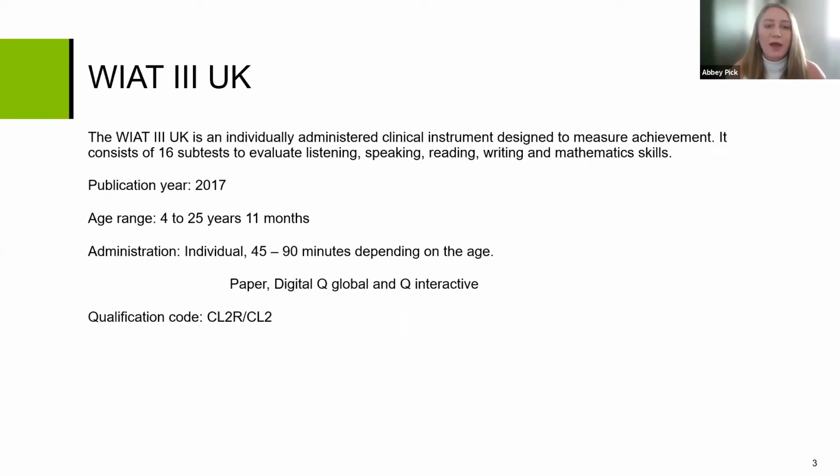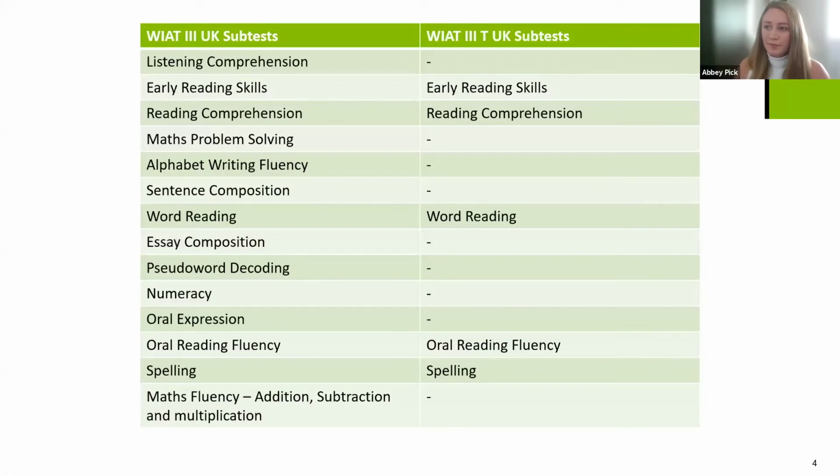The Wyatt 3 UK also allows for flexible administration. So examiners may choose to administer a single subtest, a subset of the subtests, or they could administer all 16 subtests depending upon the age level of the student, the purpose of the assessment, and the subtests and composite scores that are required. So here you can see a list of the 16 subtests in the Wyatt 3 UK compared with the teacher version. So you can just see the additional subtests that are available. So I'll now go through each one for you.